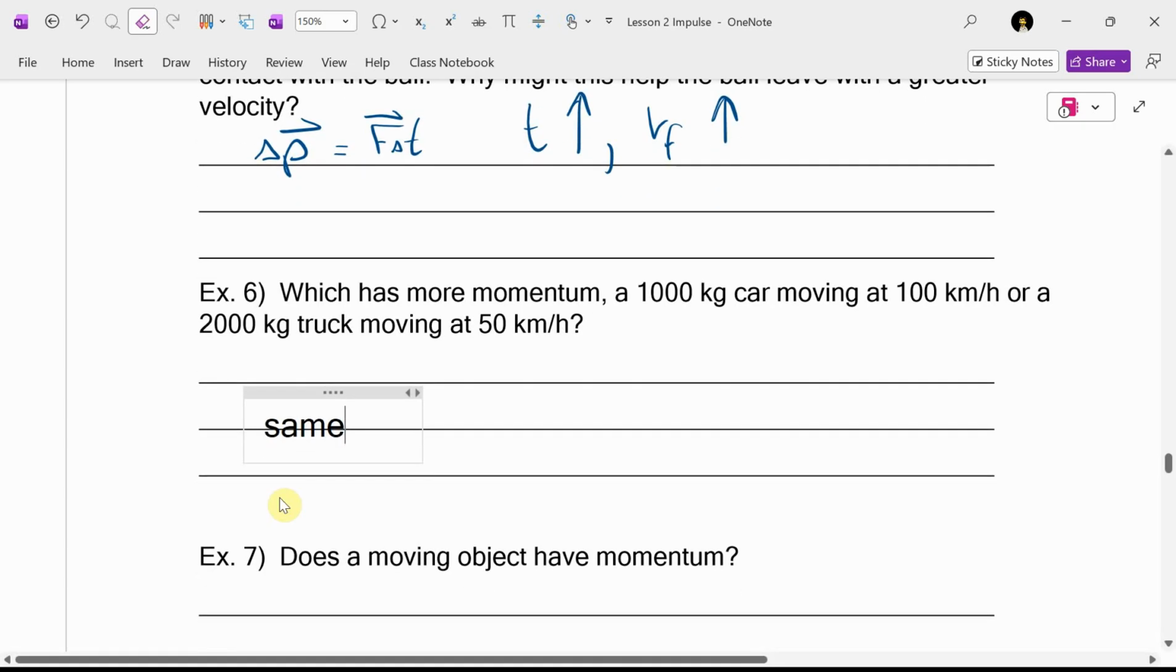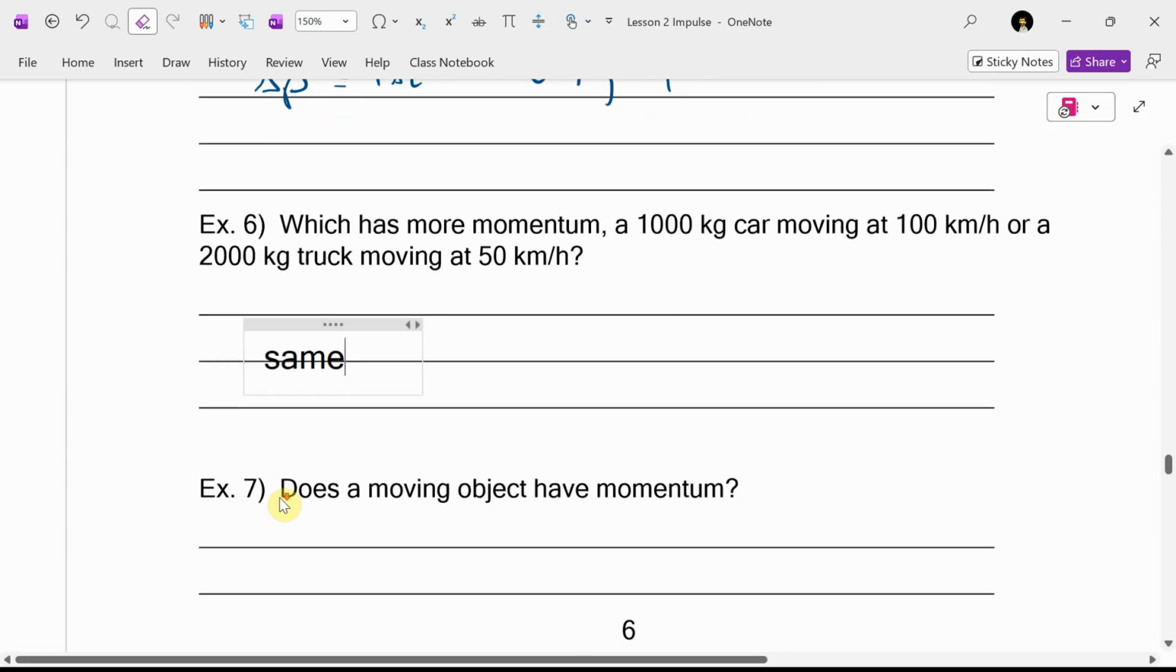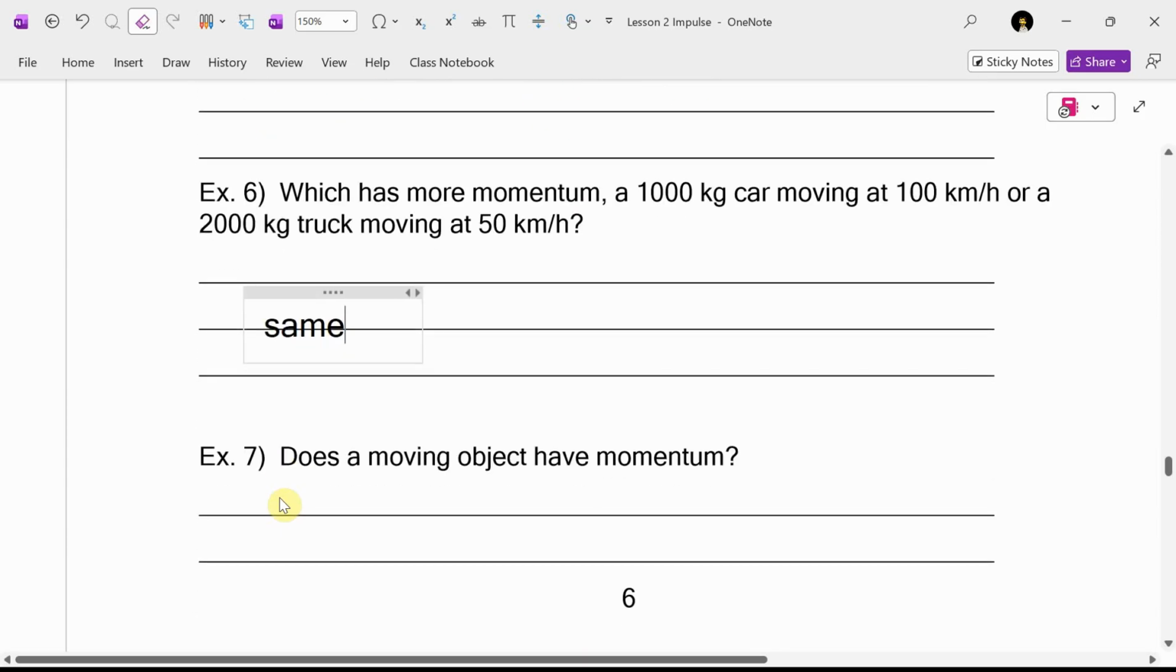Does a moving object have momentum? Yes or no? Well, how do you calculate momentum, Claire? This is your line. Does a moving object have mass? Does a moving object have velocity? Does a moving object have momentum? Because mv. Okay. Turn the page. Follow-up question.